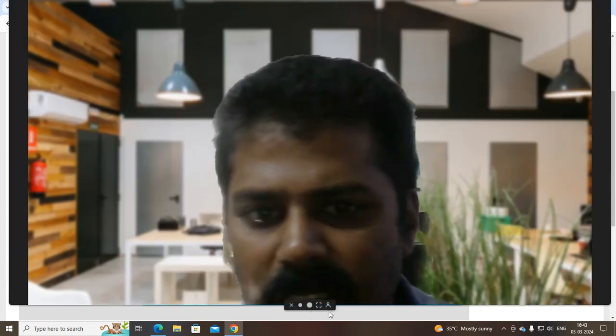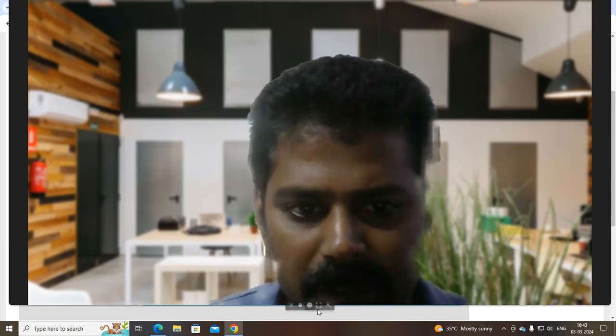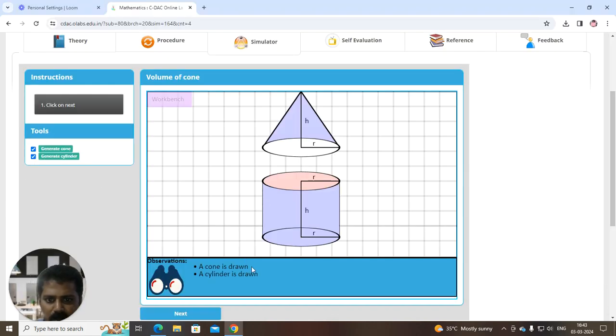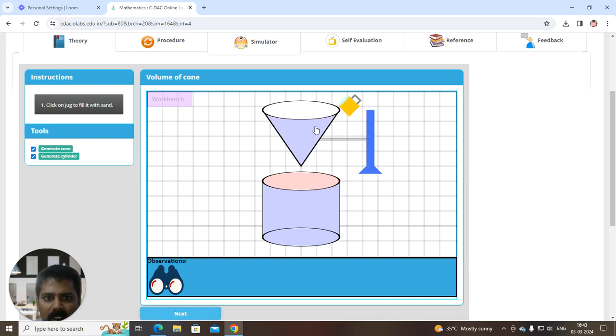So this is the cone I have generated. Then I will take the cylinder also. So the cone is drawn, the cylinder is drawn. The cone radius is r, and the cylinder radius is r and height is h. Now the next thing is we have to invert the cone.